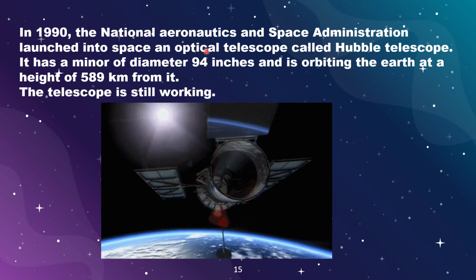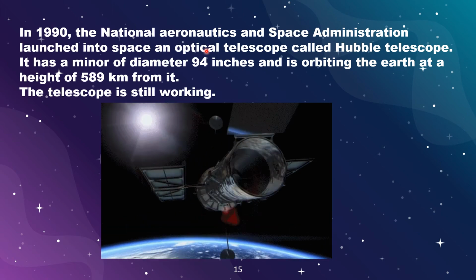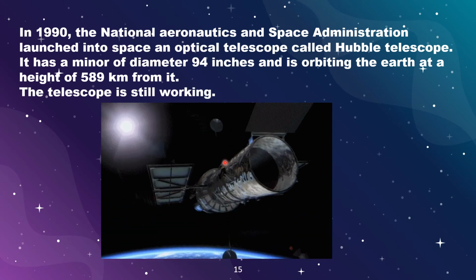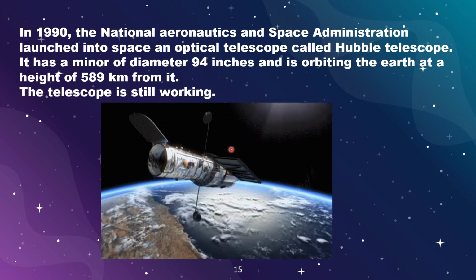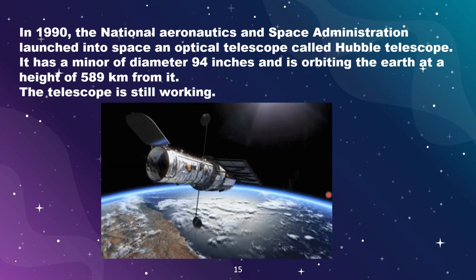The National Aeronautics and Space Administration, that is NASA, launched the Hubble telescope in April 1990. It is the first major optical telescope to be placed in space. Hubble telescope has a mirror of diameter of about 24 inches. It is orbiting around the Earth at a height of 589 kilometers from it. It travels around the Earth at a speed of about 5 miles per second.